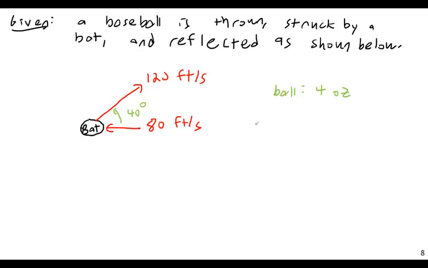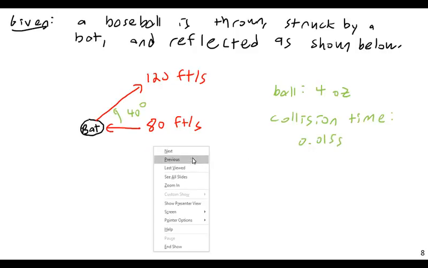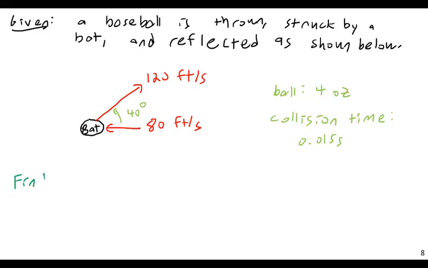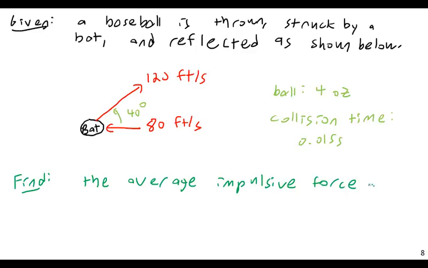All right, and also collision time. We are told the collision time, maybe in order to find the collision time, we use some sort of high-speed camera. That would be a good way of doing that. The collision time is going to be 0.015 seconds. And all of this is given, and I want to find the average impulsive force applied to the baseball.